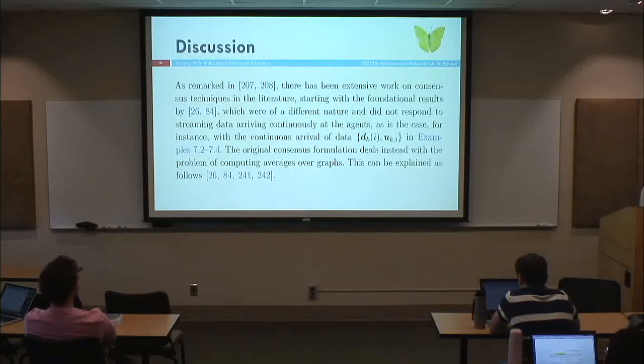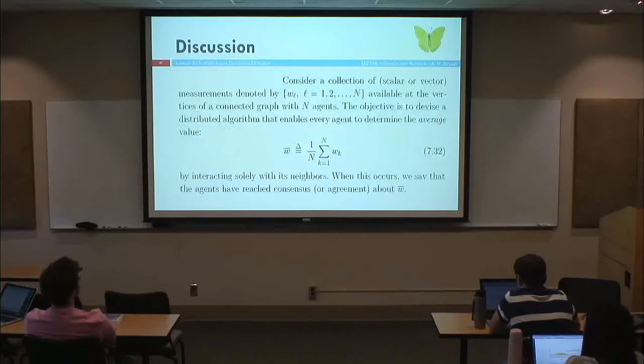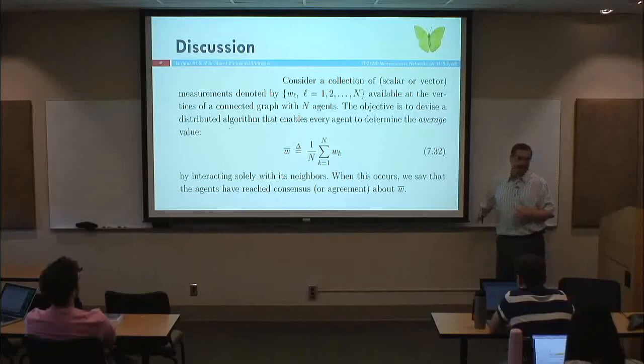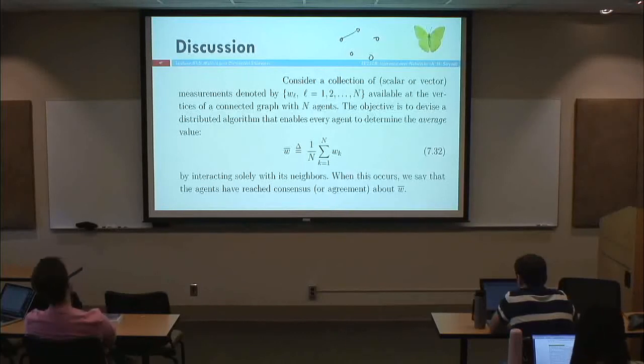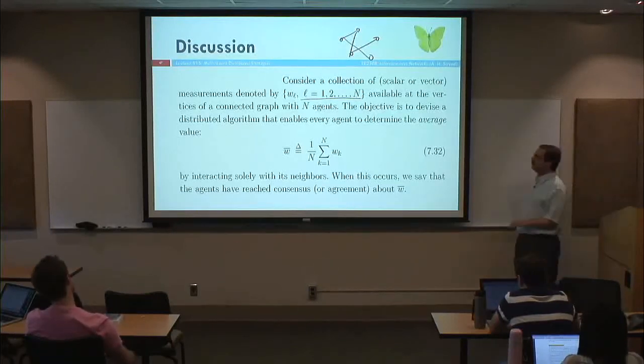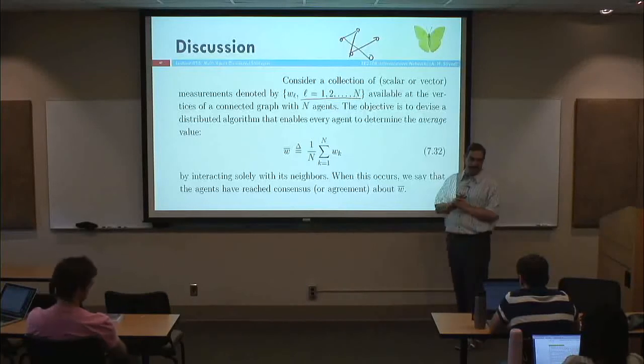The original form of the consensus algorithm did not deal with streaming data. It dealt instead with the following problem. Assume I have a collection of agents, n of them, and there is some topology linking them.